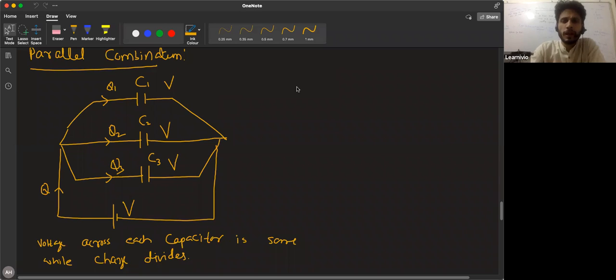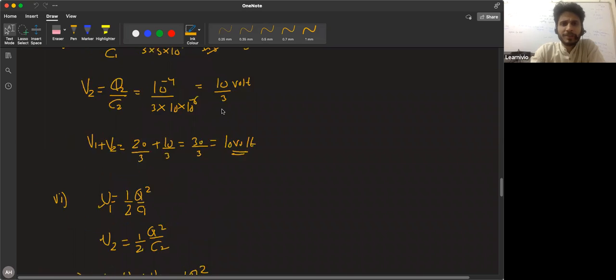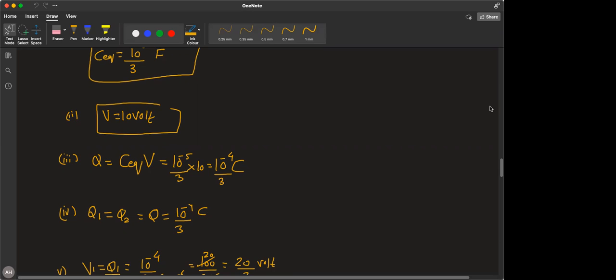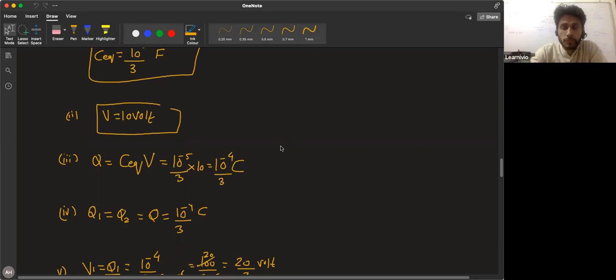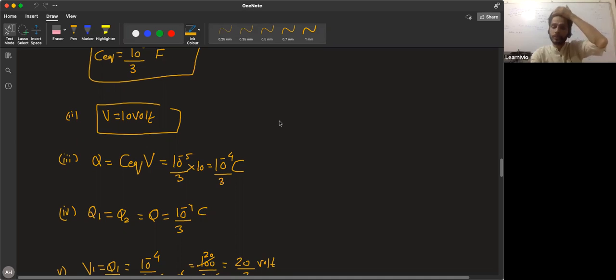So in the last lecture, we did series and parallel combination of capacitors. What is same in series combination? Is the charge stored in each capacitor the same, or the voltage? In series, the charge is the same. There is no branching, so the charge will remain the same. In parallel combination, the voltage is the same.